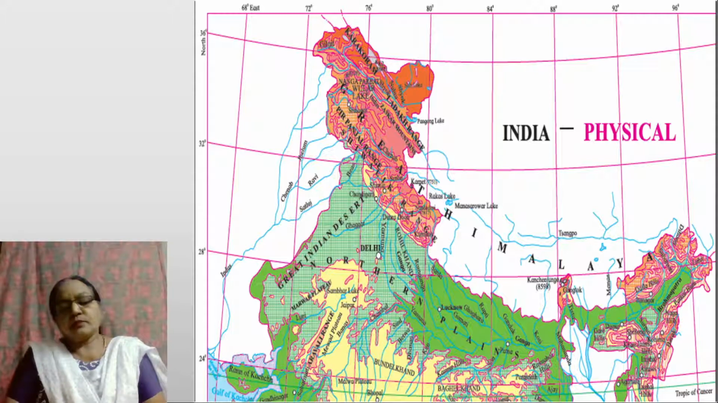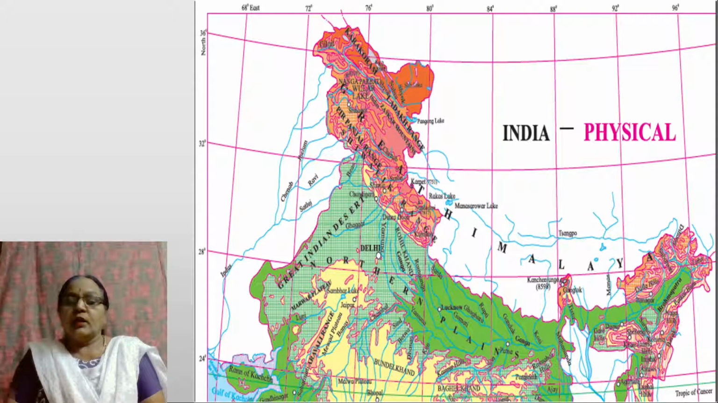Now, next we come to the Indo-Gangetic Plain. Now, the Indo-Gangetic Plain lies between the Himalayan ranges and the Deccan Plateau. These North Indian plains are also called the Indo-Gangetic Plain, because they are watered by the rivers Ganga, its tributaries, as well as the Indus. And they are formed as a result of deposition of alluvium.